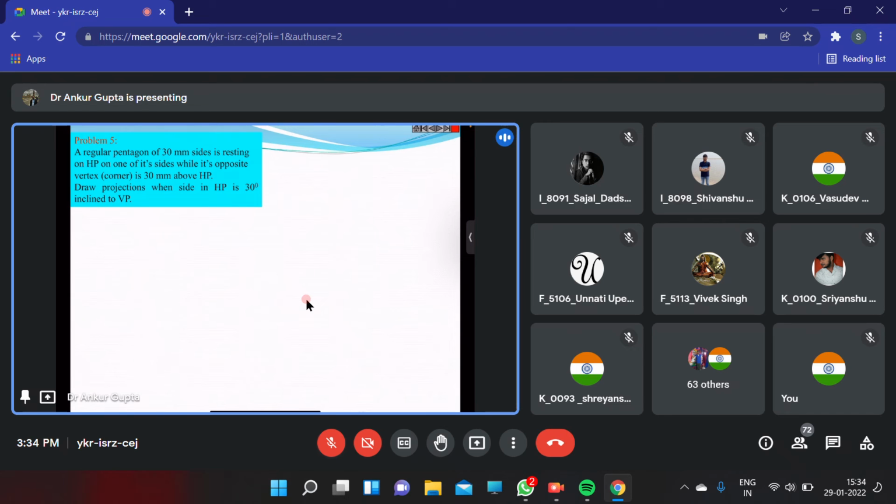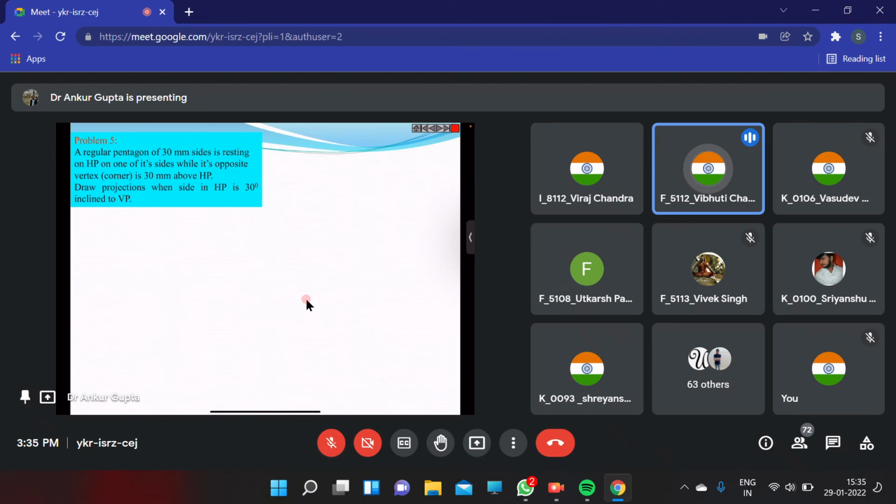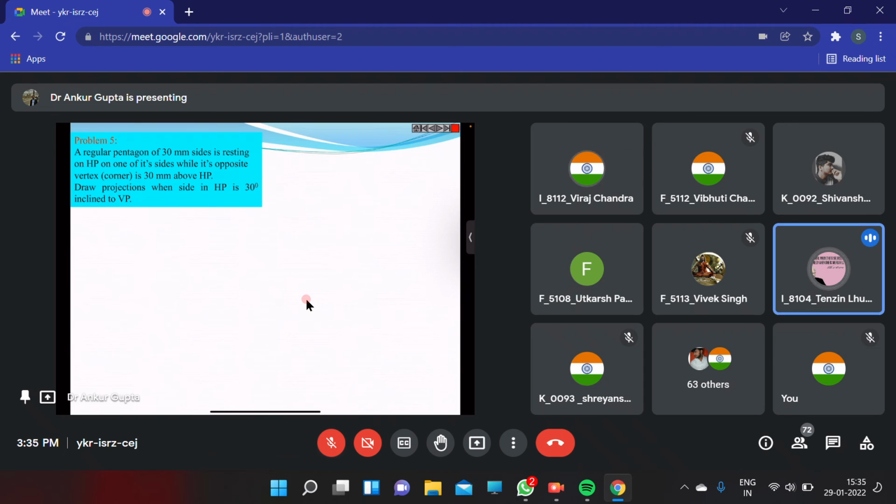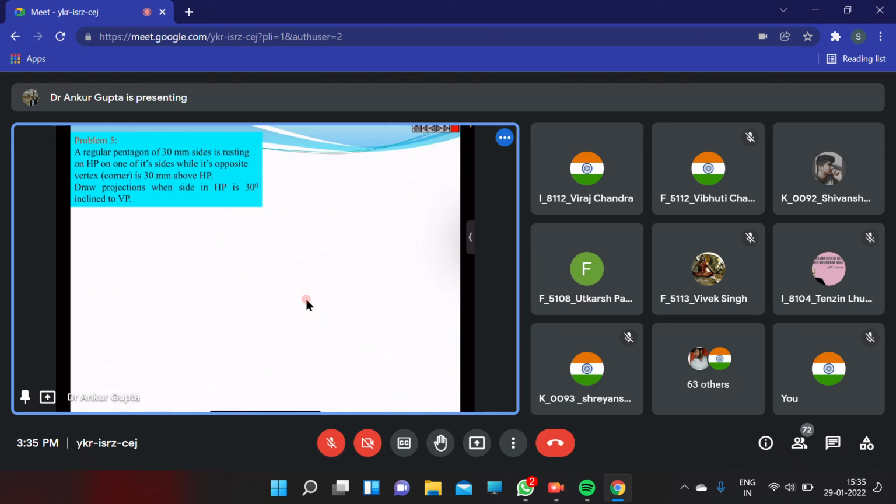Now what is missing here? What is missing here? Inclination with which axis? Yes, sir. The inclination of the side in HP is missing. Okay? In place of that, some information is given. Yes sir, distance is mentioned, above HP, 30 mm. Yes sir, 30 above HP. Sir, we can figure out the angle. Okay. Let me ask someone.